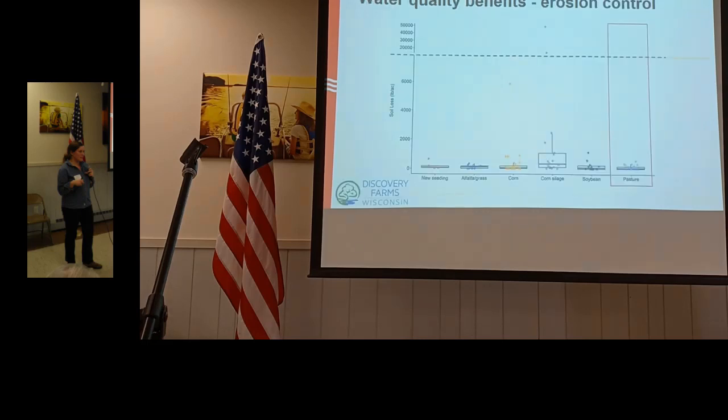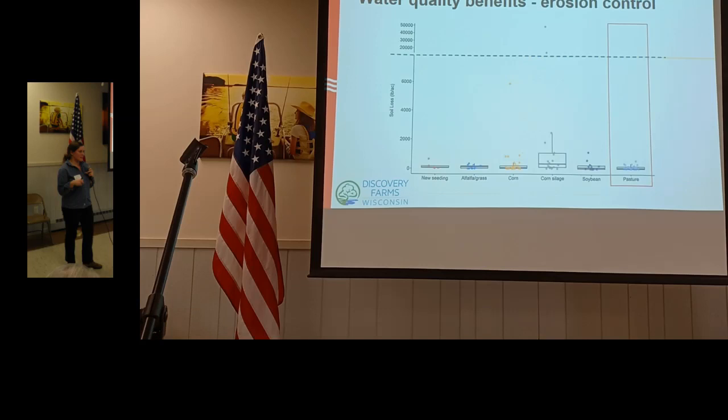So from that Discovery Farms water quality monitoring I was talking about before, we do actually have really good evidence to validate these benefits. On the x-axis here, we're looking at different systems, like alfalfa, grass, corn compared to pasture. And again, we don't have as many pasture samples, but we have a whole bunch of annual cropping systems to compare to. And on our vertical axis, we have soil loss in pounds per acre.